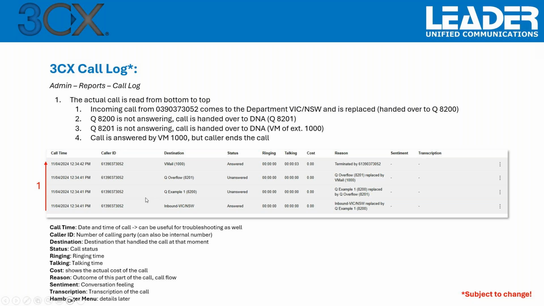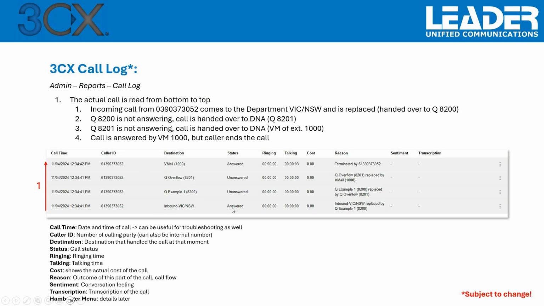Again, on the lowest row, it comes inbound to a department, and then the next row above shows it is in a queue. Above that, we see that it was handed over to the overflow queue because the main queue, or the first destination, did not respond, and then in the end it came into a voicemail. This voicemail, of course, can also be another queue where it goes to, it can be a ring group, it can be literally everything, but that was just the call flow.